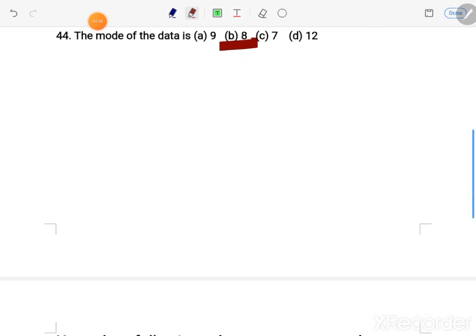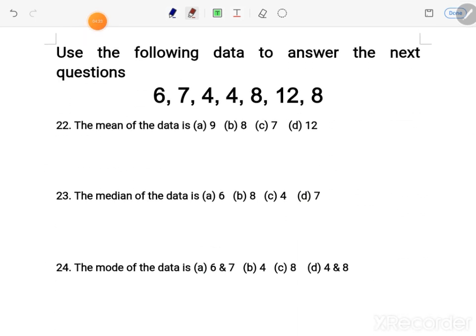Now, let's consider this second question. Use the following data to answer the next questions. And we have 6, 7, 4, 4, 8, 12, and 8. We are required to calculate the mean of this data set. So let's quickly do that. Recall that mean is equal to summation x over n. Now, let's count the n: 1, 2, 3, 4, 5, 6, 7. So our n is equal to 7.